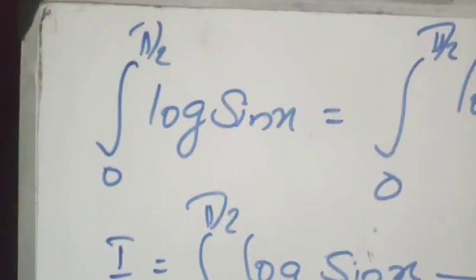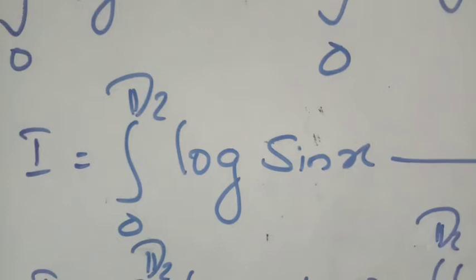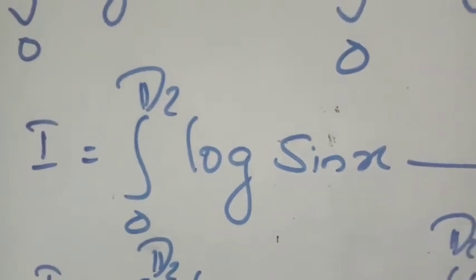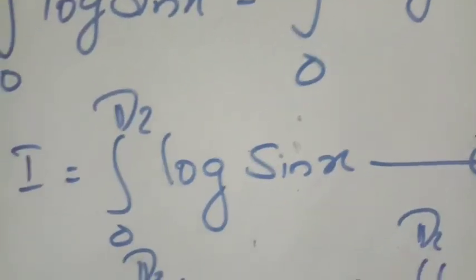Let us solve the first part of this one: integral 0 to pi by 2 log sin x. Very important question. This is worked out in your textbook. I am connecting the 3 questions together, so listen to it carefully. I is equal to integral 0 to pi by 2 log sin x.